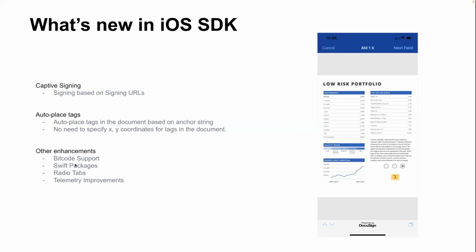Like, last year we started supporting Bitcode completely. We had to do a whole bunch of heavy lifting with third-party libraries to enable it. We also completely support Swift packages. We introduced support for radio tabs and groups, and we made numerous telemetry improvements that allow us to look deeper into telemetry with our proprietary DocuSign APIs, so that we can locate any of the issues or performance needs quickly.